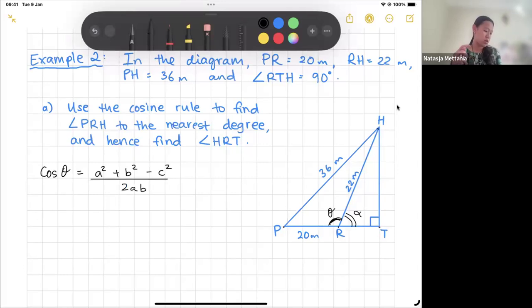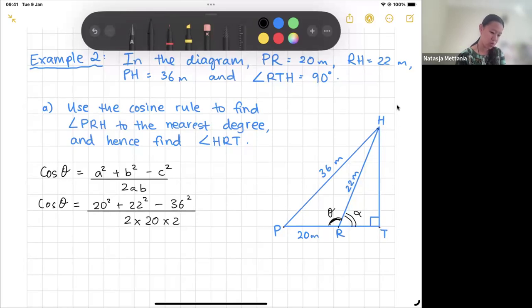Now the sides a and b, if you didn't watch the previous video, should be the two sides that come together to make the theta. So in this case, it's the 22 and the 20. C will be the side that's opposite to that angle that I'm trying to find. In this case, cos theta is equal to 20 squared plus 22 squared minus the side that's opposite to my angle, which is 36 squared, all over 2 times 20 times 22.